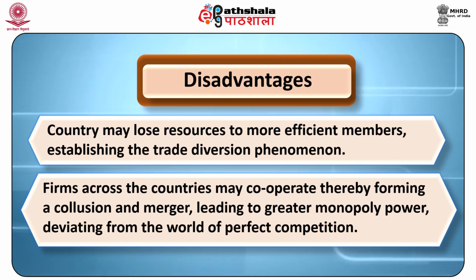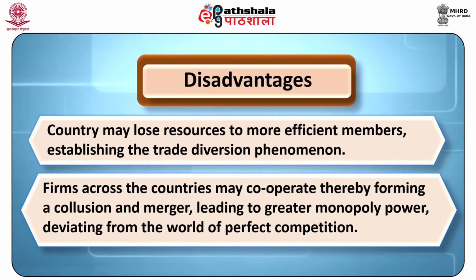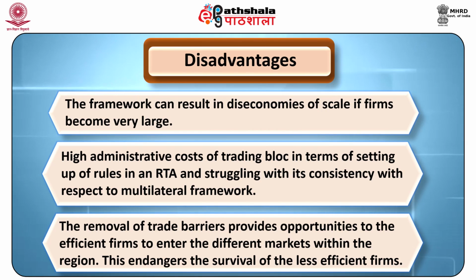Fourth, firms across the countries may cooperate, thereby forming a collusion and merger leading to greater monopoly power, deviating from the world of perfect competition. Fifth, the framework can result in diseconomies of scale if firms become very large.